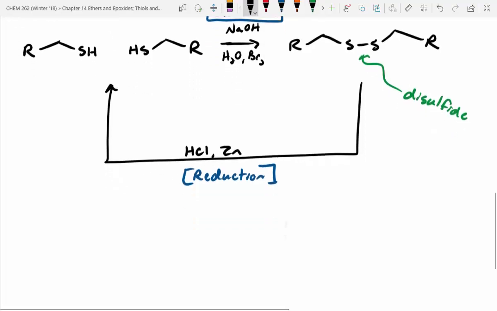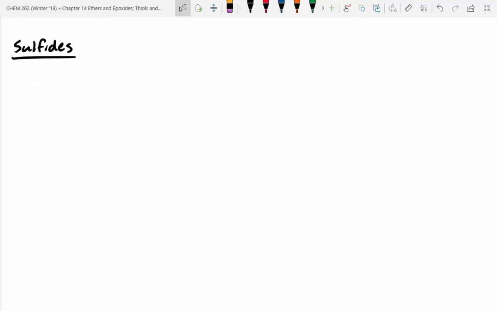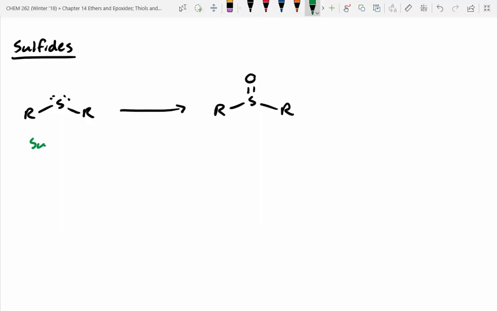All right, last but not least, we've got sulfides, which are similar. And you can oxidize a sulfide, so let me write this down, sulfide to a sulfoxide, where it has an oxygen double bond to the sulfur. It still has a lone pair on the sulfur. Sulfur is kind of weird. It doesn't like to follow the octet rule as much as carbon.